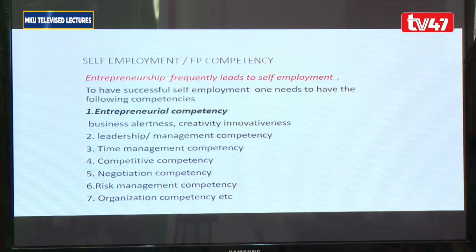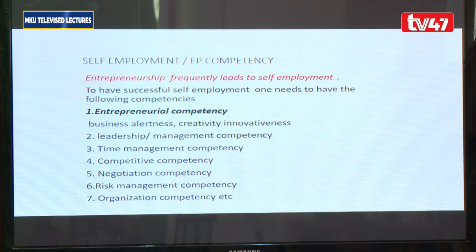What about competitive competency? Some of the traders will fear competition, but an entrepreneur must have that spirit of competing. We must be able to see, if my competitor is offering this product, what are their weaknesses? How can I beat that competition? And how can I improve my business so that I'm able to compete with them effectively? How can I improve even maybe my PR? How I treat my customers so that they always want to come back to me. There are many ways that one can be able to compete.